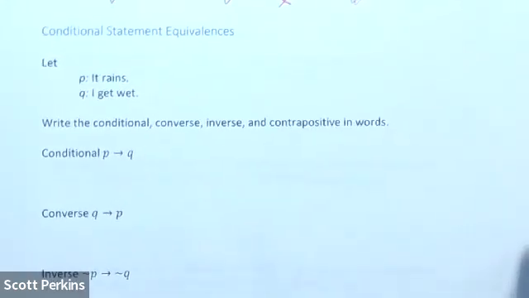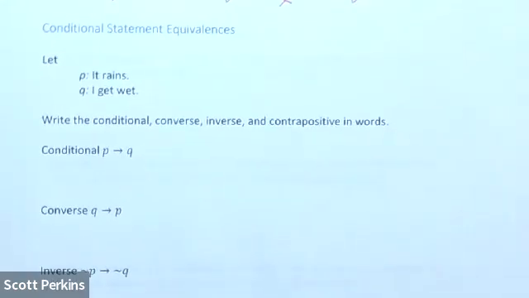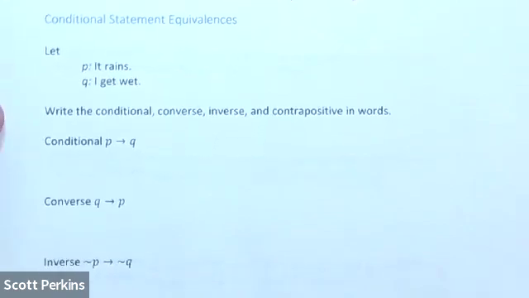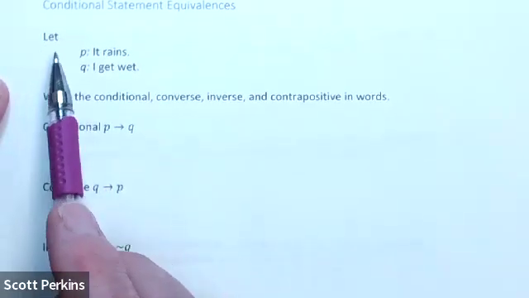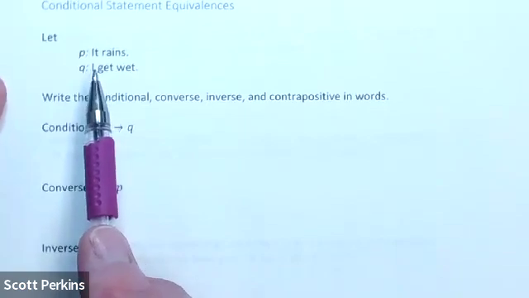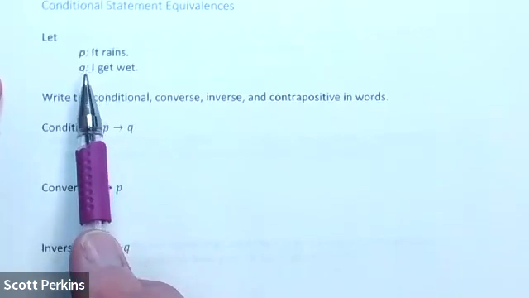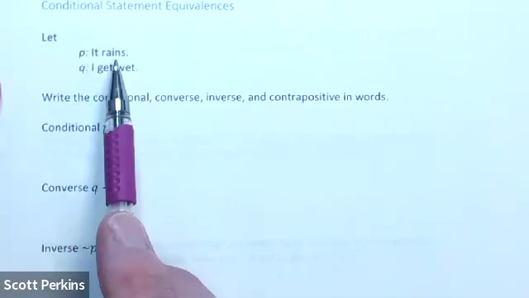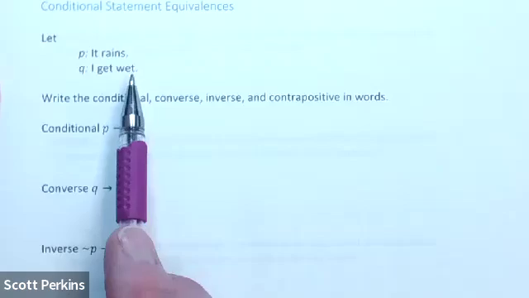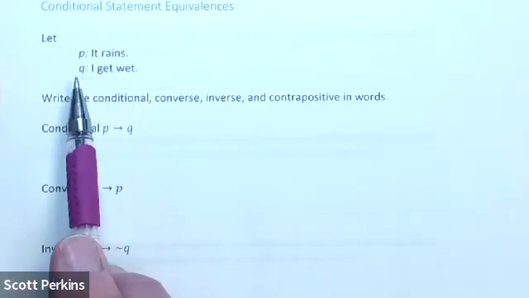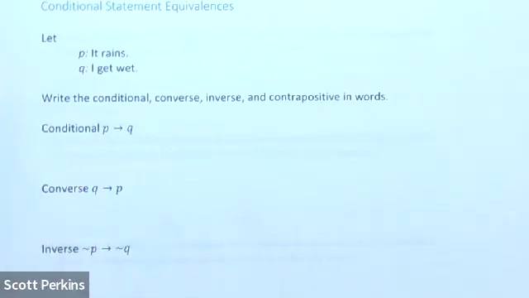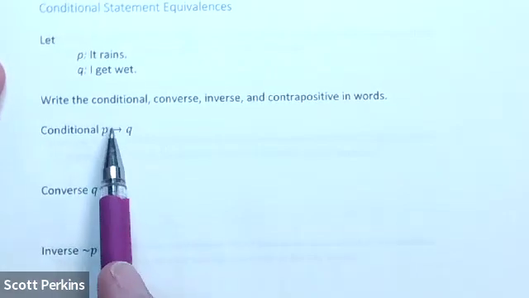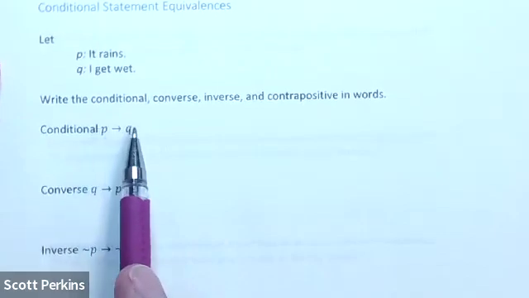So here we're going to look at the conditional statement and we're going to look at the equivalences. So first, there are four statements related to my conditional statement. So what I've done here is I tried to create two statements that are as short as possible so that we don't have to do a whole lot of writing. So statement P is it rains, and statement Q is I get wet. Okay, I don't know that I can think of anything shorter than those two things. So what we're going to do is write in words the four statements related to the conditional. So the first one is the conditional statement itself, P then Q.